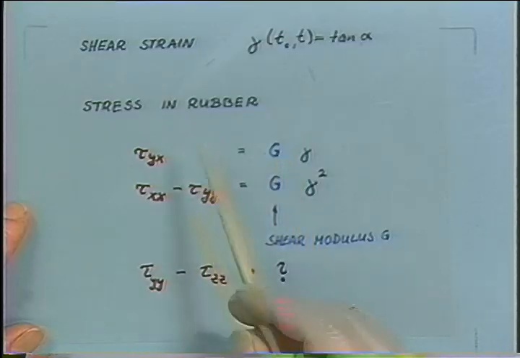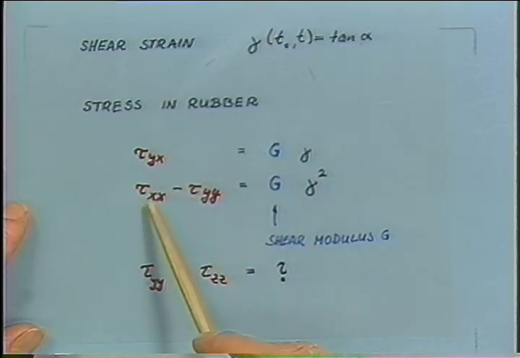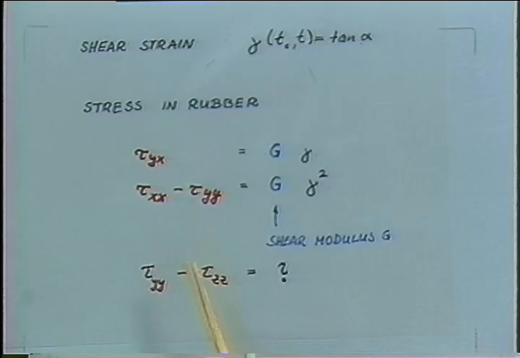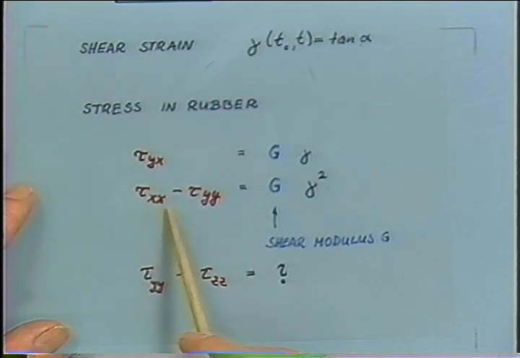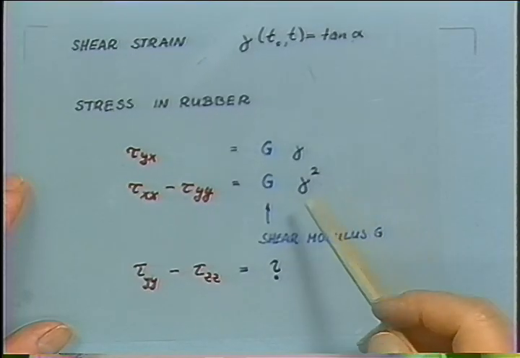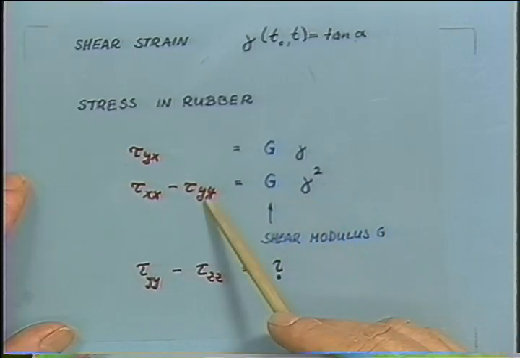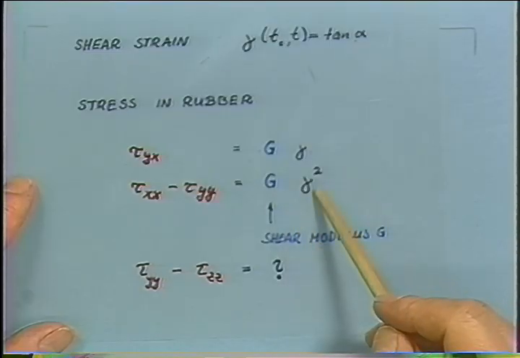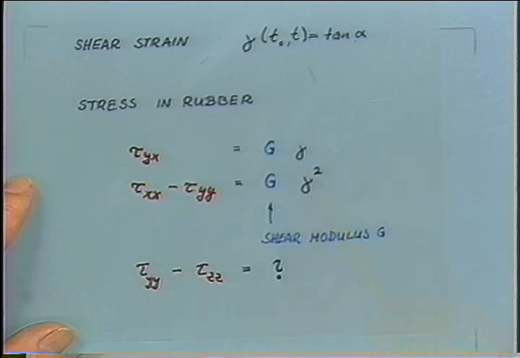Now, in addition to the shear stress, there are also the 2 normal stress differences. This is the first normal stress difference. Remember, in shear flow, we are looking for 3 material functions which we have to identify. This is now the second material function. And in small deformations, that material function is given by the same shear modulus times the square of the strain which we are putting in.